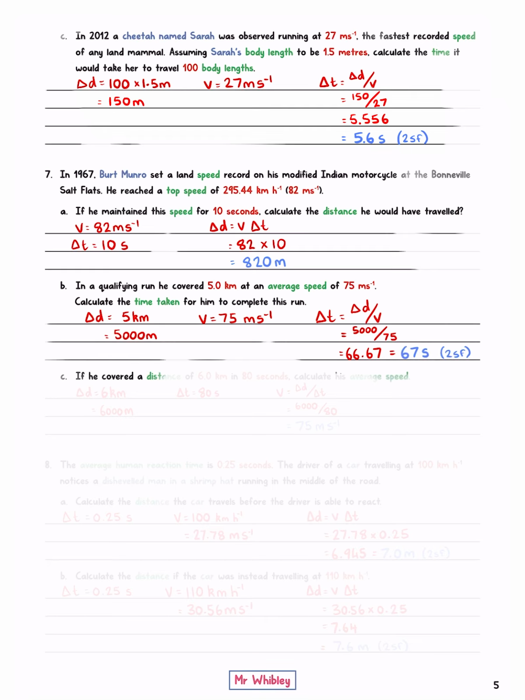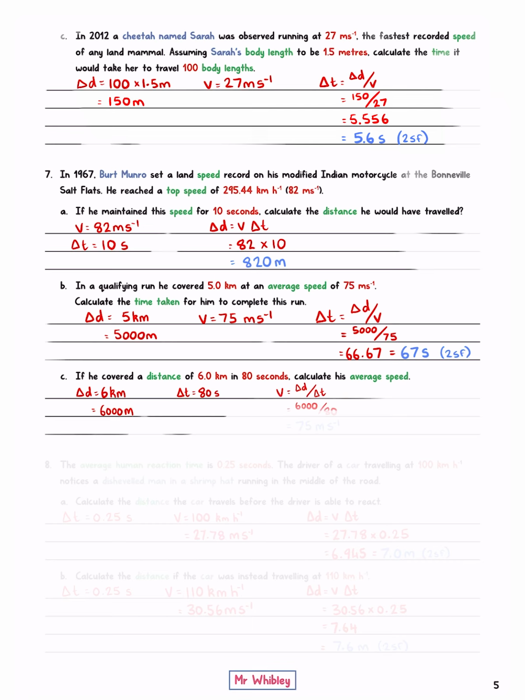If he covered a distance of 6 kilometers in 80 seconds, calculate his average speed. Our distance of 6 kilometers is 6,000 meters. Our duration is 80 seconds. Using our velocity equation, putting our numbers in, gives us 75 meters per second.